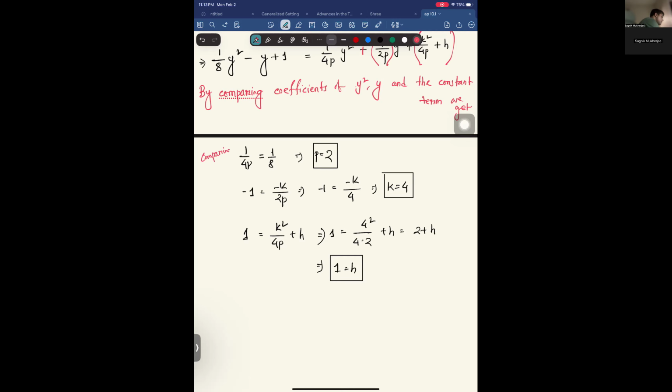So that was comparing y squared, comparing y, and this is comparing the constant.